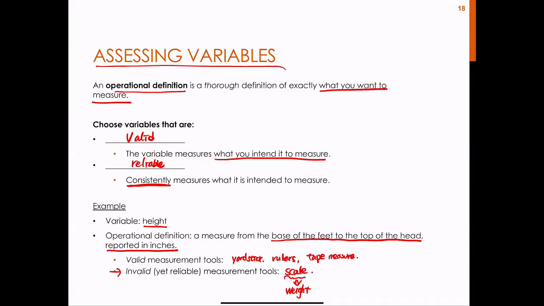Or another one is a thermometer. This is a tool for measuring temperature reliably, but not valid for height. So you guys think about valid and reliable. What you intended it to measure is the validity, and measuring consistently is the reliability.